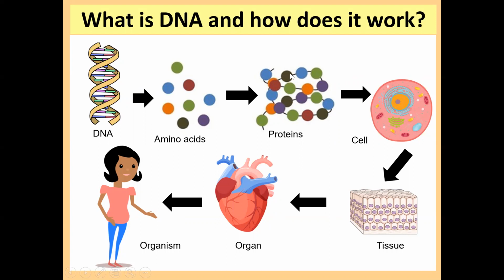And proteins are required for building cells. Your cells join together to make tissues, and different tissues join together to make organs. Different organs make different organ systems, and then the organ systems will make up an organism, like a human being here. Now, there are actually 20 naturally occurring amino acids, and which amino acids join together and how many of them join together is determined by the gene.